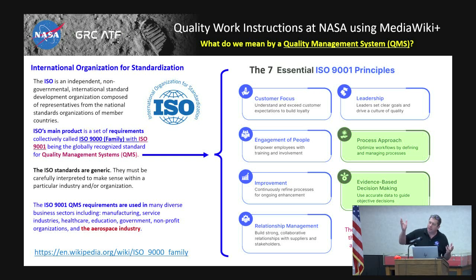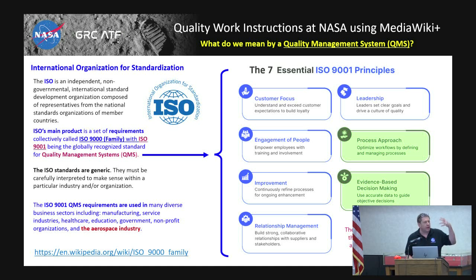And so they've listed 7 principles of quality management. And for the purposes of today's talk, what I want to focus on are the 2 that I've highlighted in green, one of which is a process approach to quality management, and the other is evidence-based decision-making. And so those 2 dimensions of quality management are going to play a very central role in how we fulfill our quality requirements.